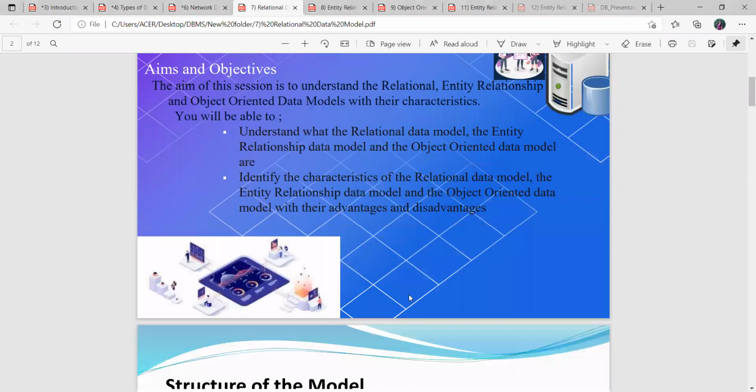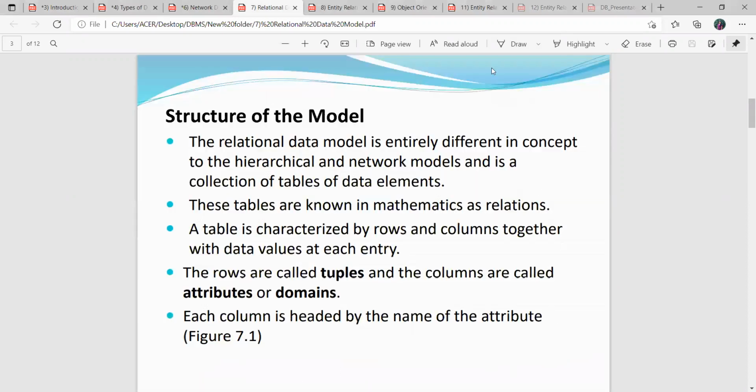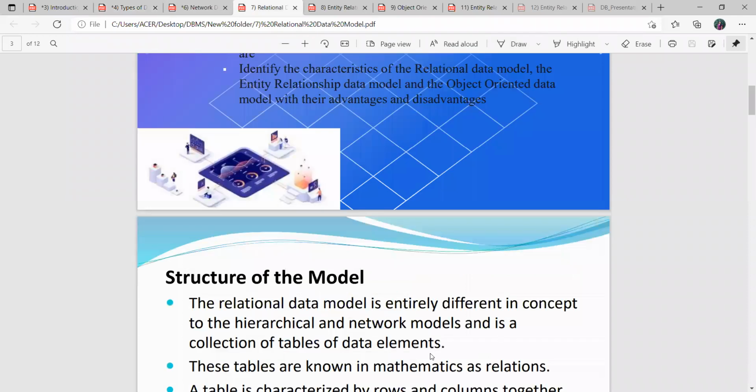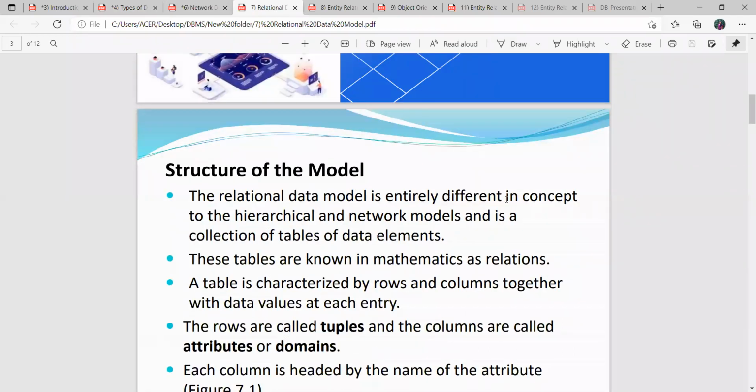Yes, madam. Okay. So now we are going to talk about our next one. We already discussed the hierarchical data model, then the network data model. Now we are going to talk about the relational data model. This is entirely different from the concept in the hierarchical and the network models, and this is a collection of tables with data elements. So in this case, the basic data structure or data element is a table.